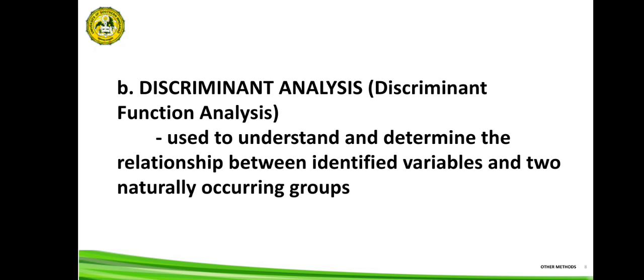So this is used to understand and determine the relationship between identified variables and two naturally occurring groups. So in this, we have an example. So for the identified variables, we can have the scores on a battery of tests. And for the two naturally occurring groups, those are the persons judged to be successful at a job and persons judged unsuccessful at a job.